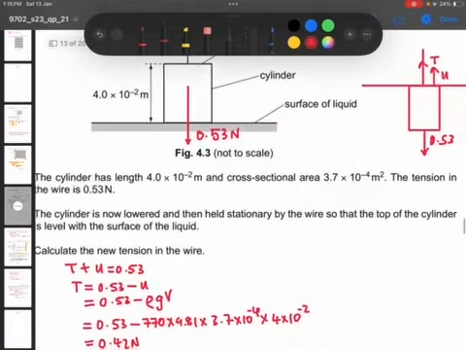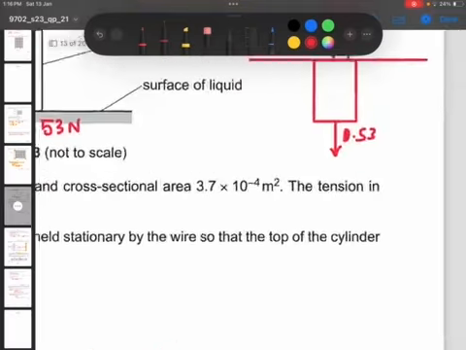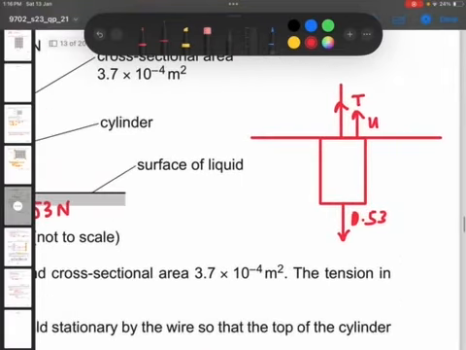Next, the cylinder is now lowered, then held stationary. It's lowered into the liquid and held stationary by the wire so that the top of the cylinder is level with the surface of the liquid. Calculate the new tension. This diagram here represents what we're talking about. It is lowered, the cylinder. This here is our cylinder. It's inside the liquid. So if the cylinder is inside the liquid, as it has been lowered, then the weight, of course, is 0.53 newtons going vertically downwards.